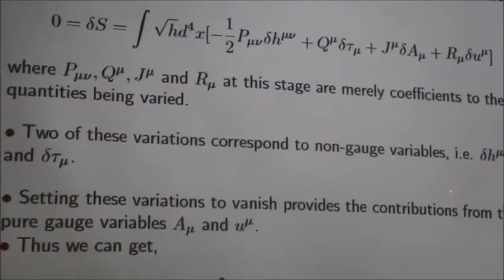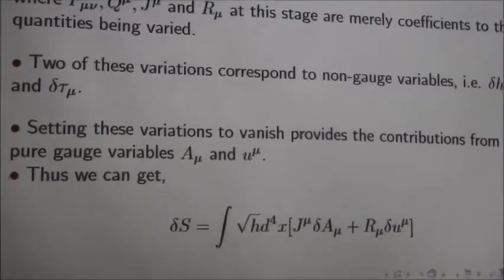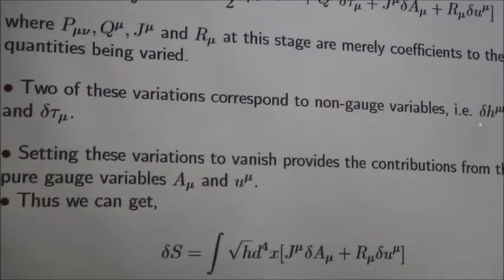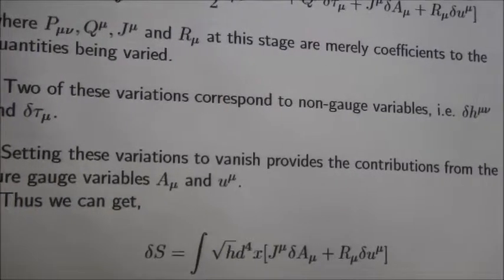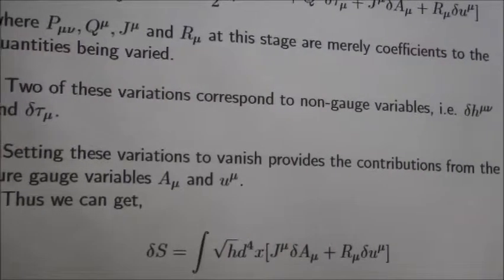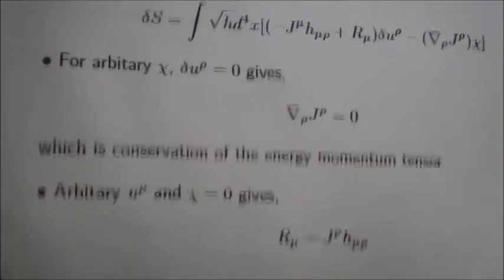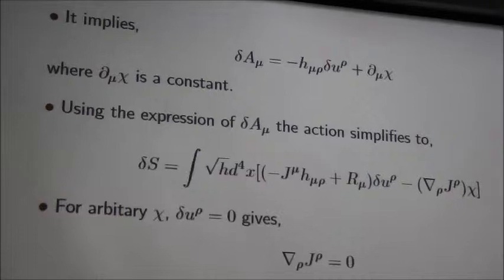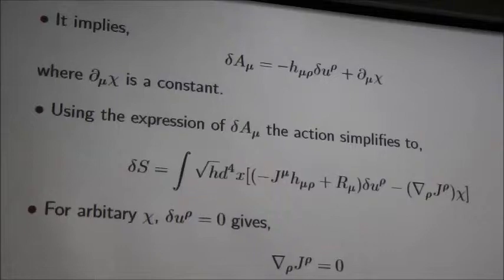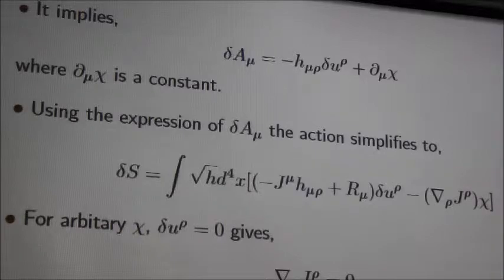Now there are two variations, delta H mu nu and delta tau mu, which are non-gauge variables because they are already fixed from the Newton-Cartan structure. But A mu and U mu are the pure gauge variables. So for that reason I am considering that delta H mu nu and delta tau mu are vanishing, and in that setting I am getting these expressions. To get invariance, delta S has to vanish. For that reason, delta A mu will behave in this way, where delta chi is a constant. Now using the expression of delta A mu, the action simplifies to this, and this gives the well-known continuity equation for the matter current, which is grad rho j rho equal to 0. So this is conservation of energy.